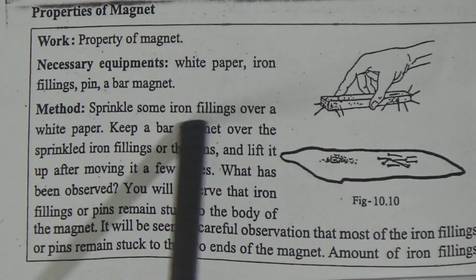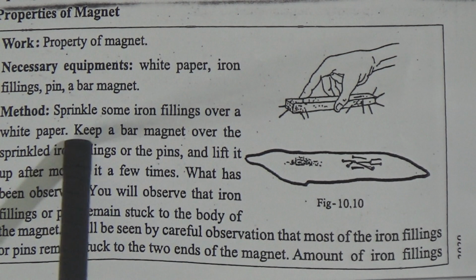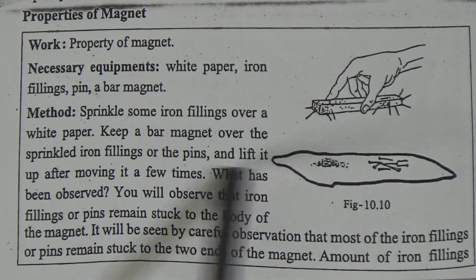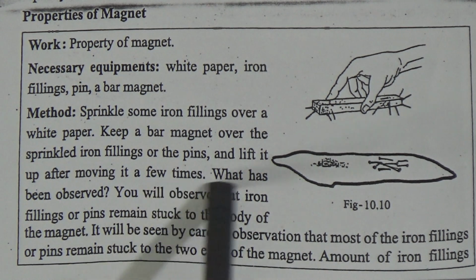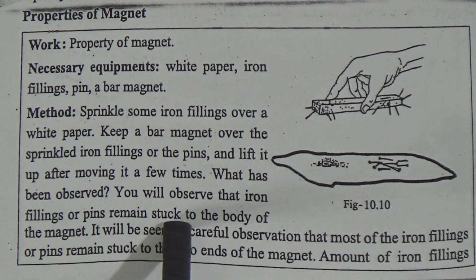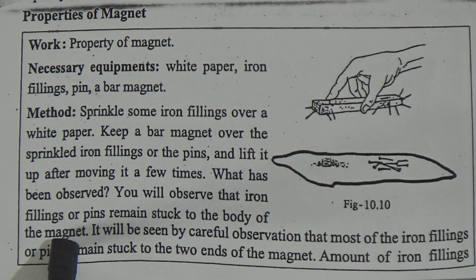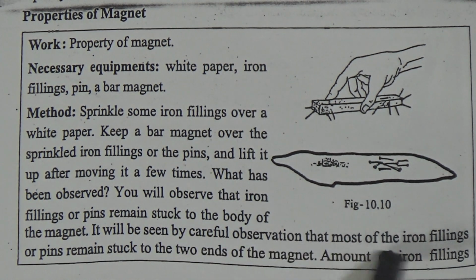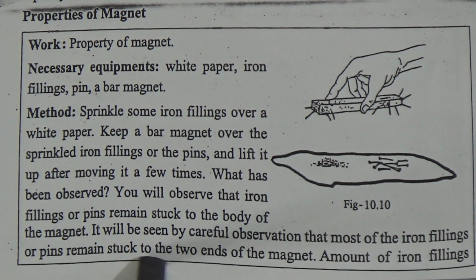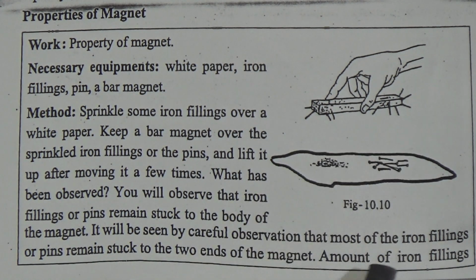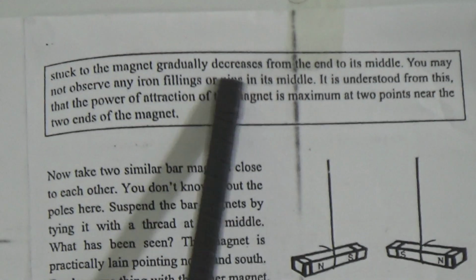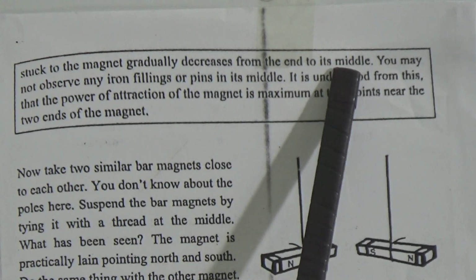Method: sprinkle some iron filings over a white paper, keep a bar magnet over the sprinkled iron filings or the pins, and lift it up after moving it a few times. What has been observed? You will observe that the iron filings or pins remain stuck to the body of the magnet. It will be seen by careful observation that most of the iron filings or pins remain stuck to the two ends of the magnet. The amount of iron filings stuck to the magnet gradually decreases from the end to its middle.